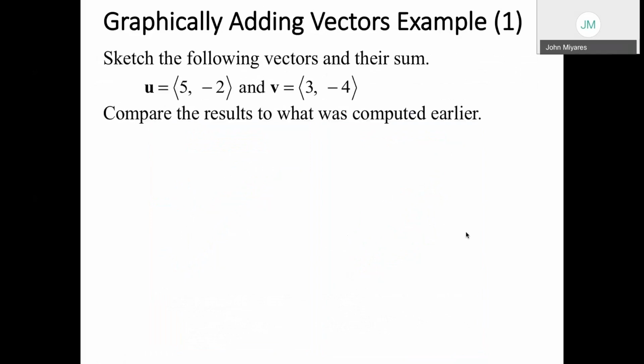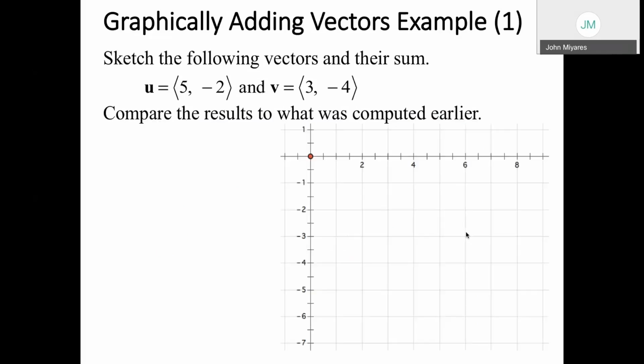Let's tie this back to the example we just did before this slide. Suppose you're being asked to sketch the following vectors and determine their sum, where u was the vector 5, comma, negative 2, and v was the vector 3, comma, negative 4. Let's start by graphing these two vectors separately in standard position. The vector 5, comma, negative 2 will start at the origin, then go right 5 and down 2 to end at the point 5, comma, negative 2.